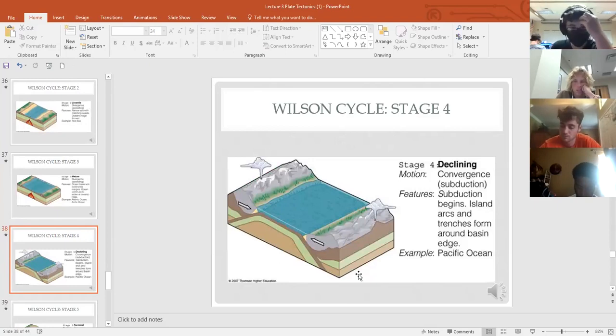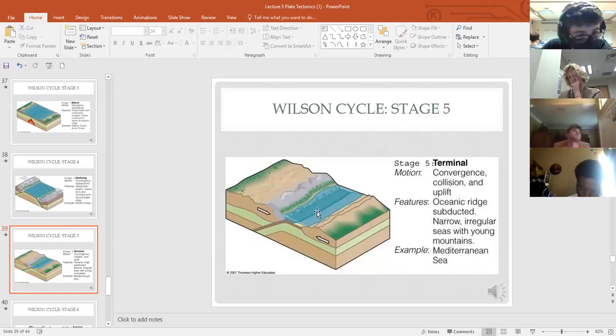Eventually, the cycle turns on itself and you're in decline. And now notice you have your continental margins with trenches, coastal volcanoes, no more mid-ocean ridge because you're shrinking, more like the Pacific Ocean. You have a lot of island arcs or coastal volcanoes around trenches, very narrow continental shelves.